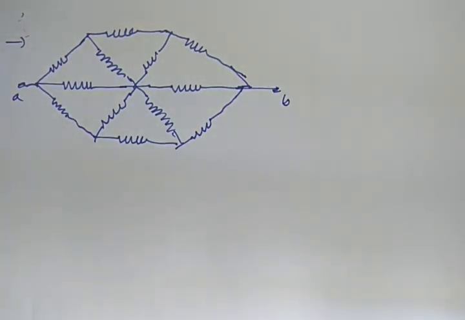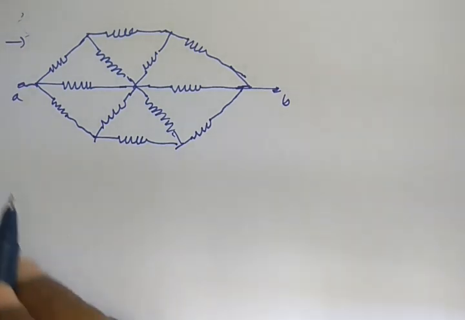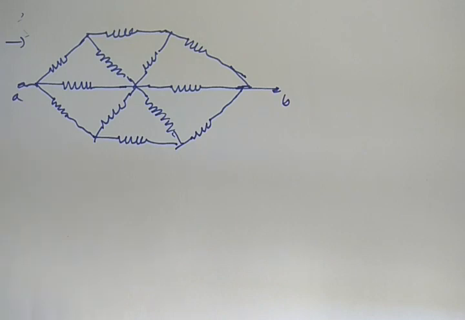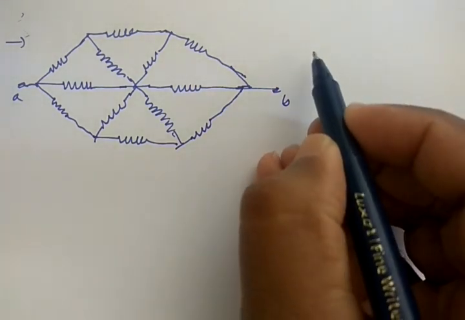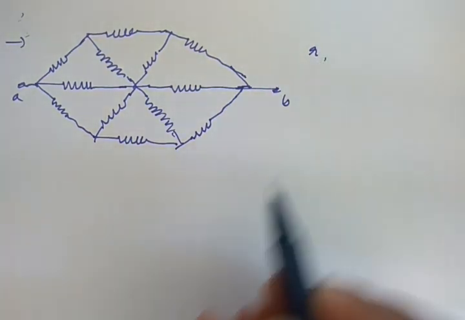So this is the problem. Resistance of each resistor is R. Now we need to estimate what is the effective resistance of this combination. So resistance of each resistor is R.